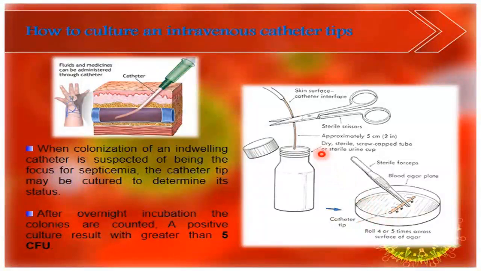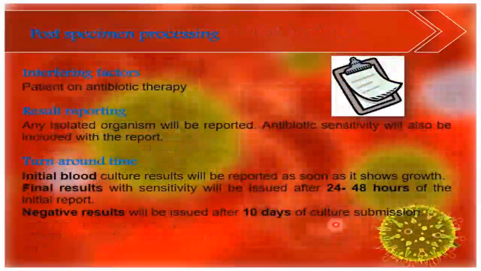This is the method: we cut the catheter and culture it at 5 centimeters. Okay, then we do the rolling method, 4 to 5 times across the surface of the agar plate. Okay, when we show more than 5 colonies, it is considered positive.